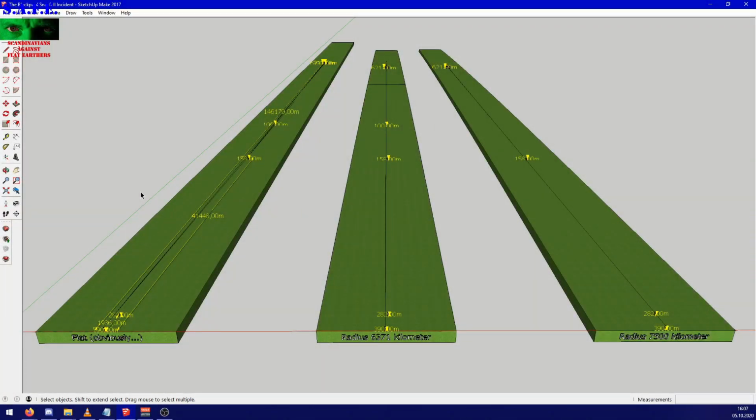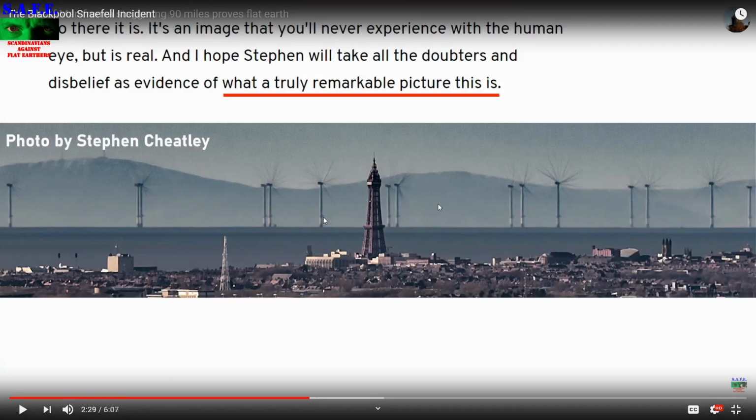This will just be a quick update video on the Blackpool Snaefell incident. I've added this third model here, with a radius of 7,500 kilometers. That's to show just about standard refraction. A huge thank you to Walter Bislin for this. In this video I will focus on this observation, the furthest one from 390 meters.